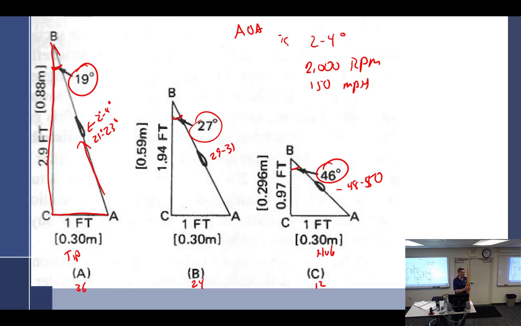Hang on, let him finish before everybody starts. Because you wrote the angle of attack is 2 to 4 degrees, where did the 19 come from? The 19 came from the Pythagorean theorem: if this is 12 inches and this is 2.9 feet, which is 36 inches, then this is the angle you come up with. It's just math. So 19 is just the math out of that.